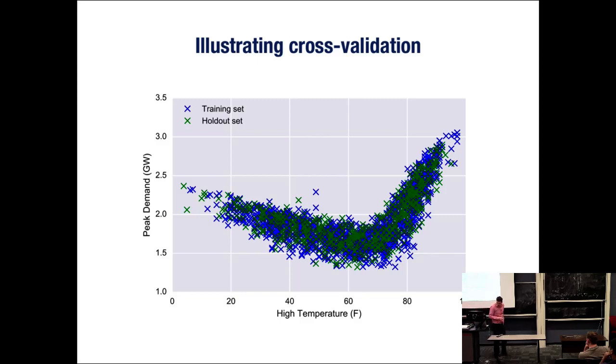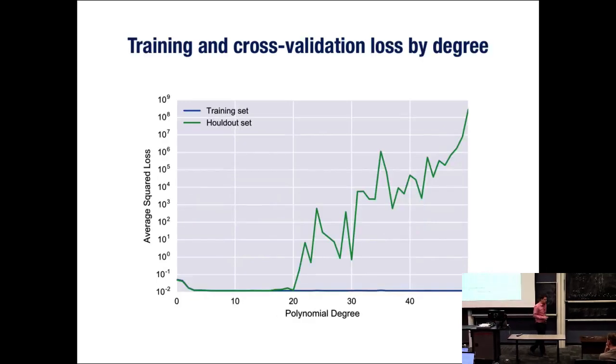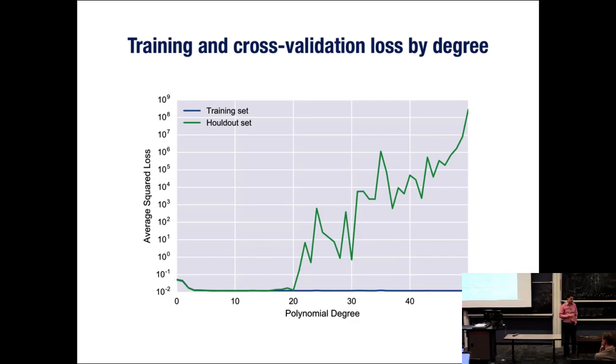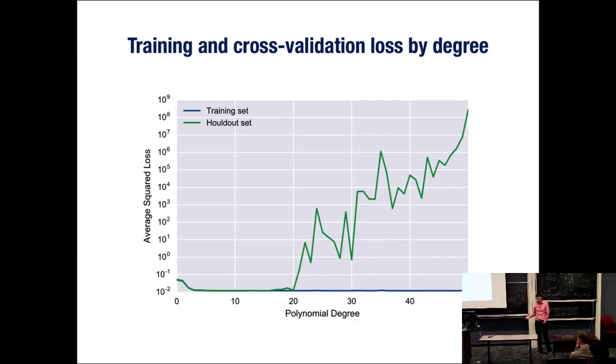So this is not quite the cartoon, but actually pretty close to the cartoon picture in this case. What I'm showing here is the degree of the polynomial, and also the average squared loss. That's the average loss we suffer per example. I'm normalizing by the size of our training set and the size of our holdout set, so these numbers are exactly comparable.